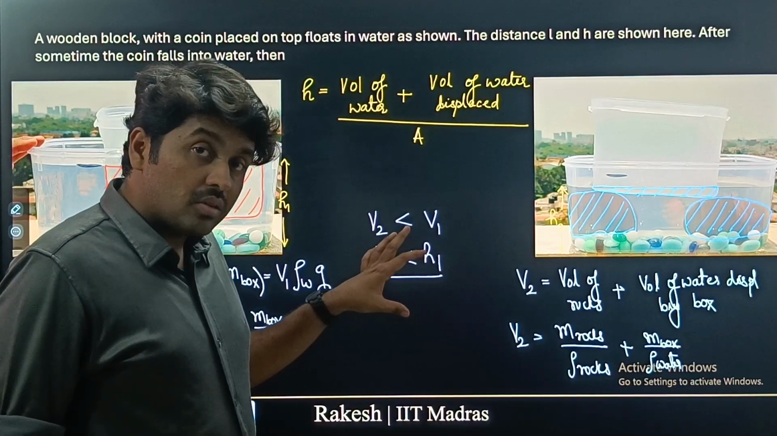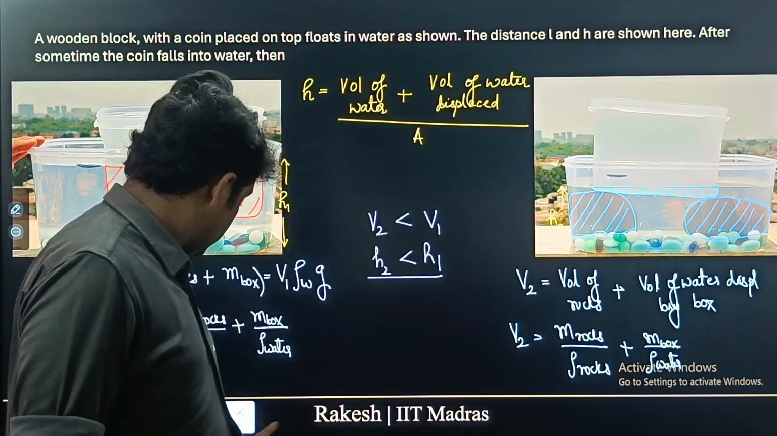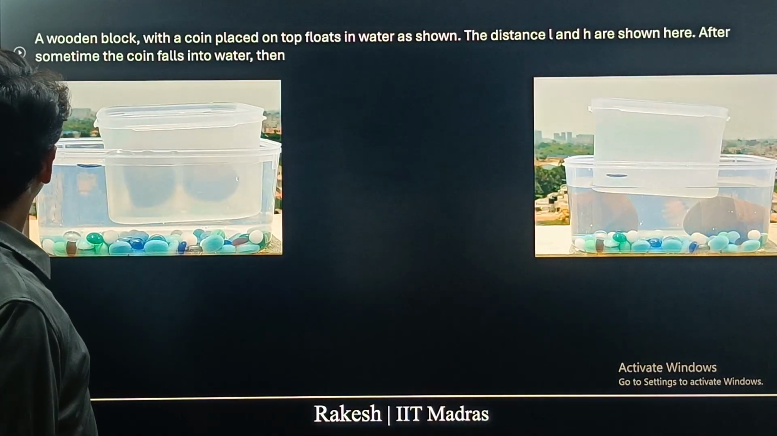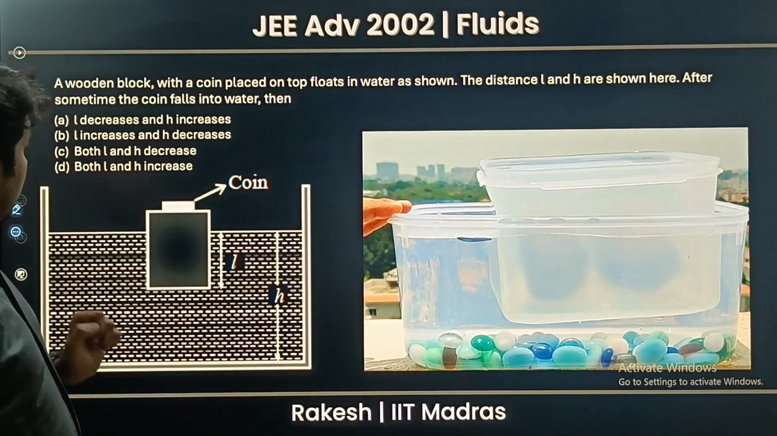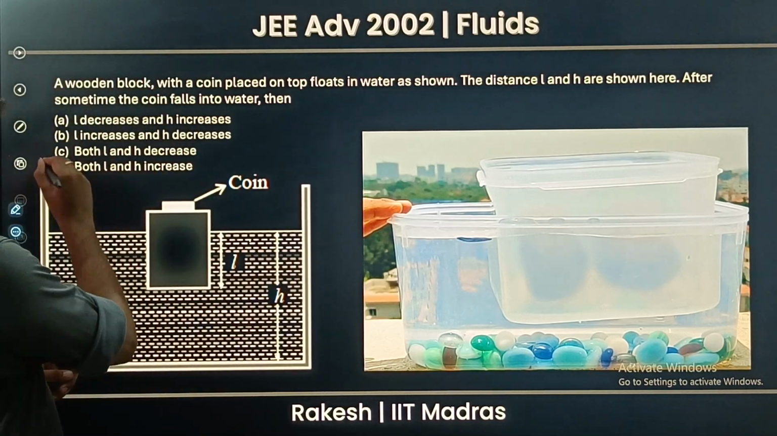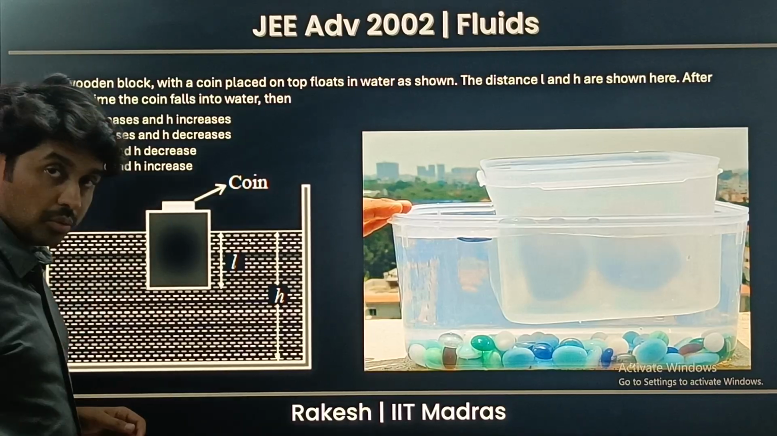Okay, so based on this, what will be our option? Tell me. Let us go back to the previous slide. So L is decreasing and H is also decreasing. So both L and H decrease. This will be our correct option.